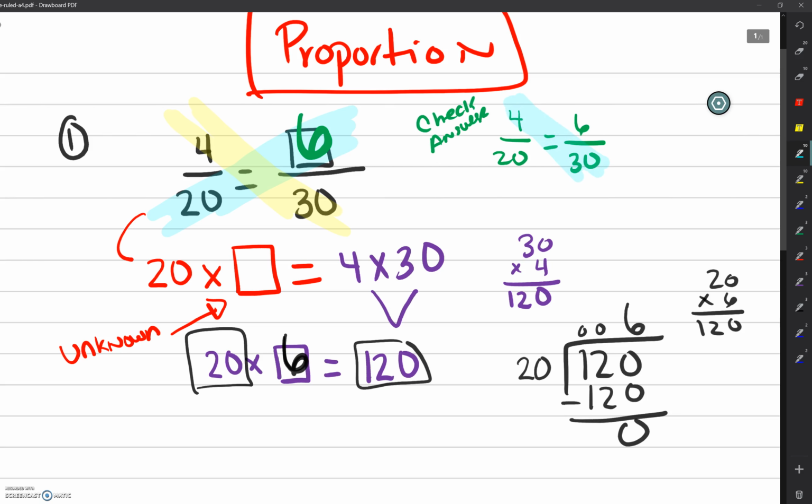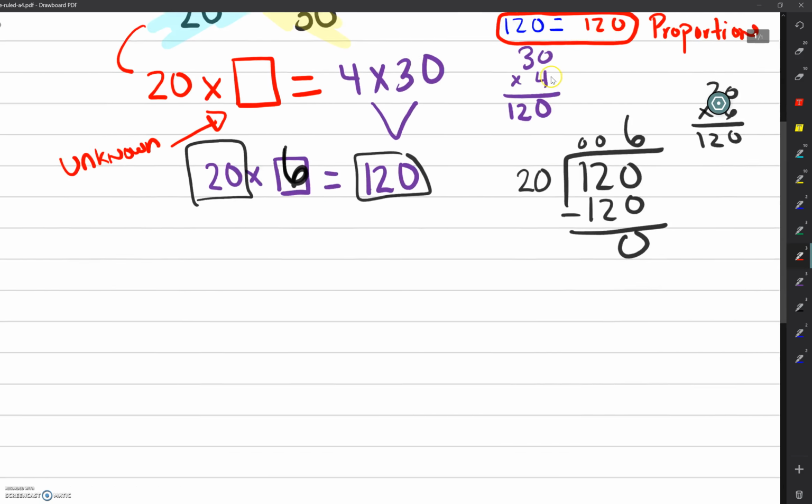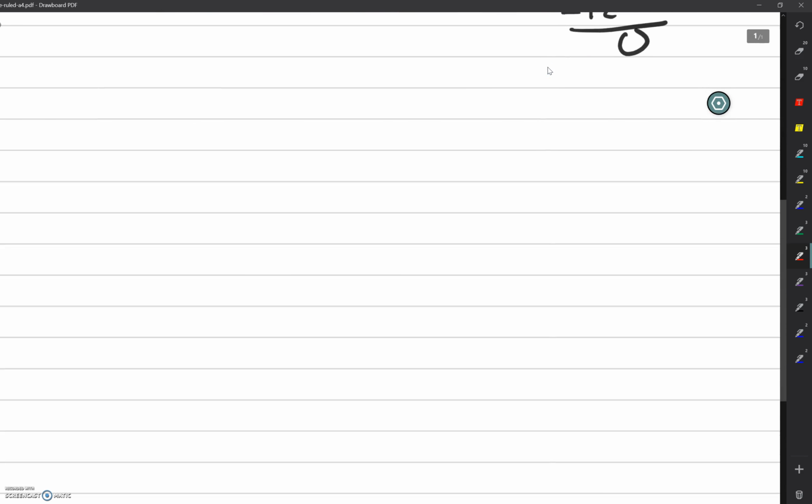So I do 4 times 30. What's 4 times 30? 4 times 30 equals 120. And then I multiply across, 20 times 6. And 20 times 6 is also 120. So it is equal. This is a proportion. Yes, it is a proportion. Okay? So now let me go on to a word problem really quick.